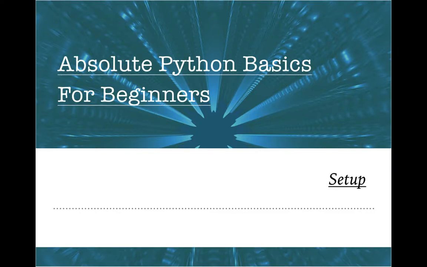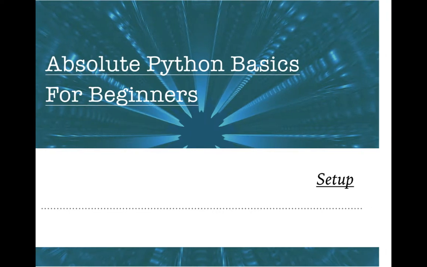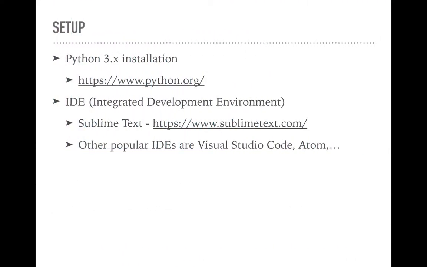Before we start creating Python programs, we need to install or set up a few things on our computer. The first thing we need is the actual Python 3 installation, if we don't have it on the computer already. I'll show how to check if we have the installation already. If not, we have to install that.